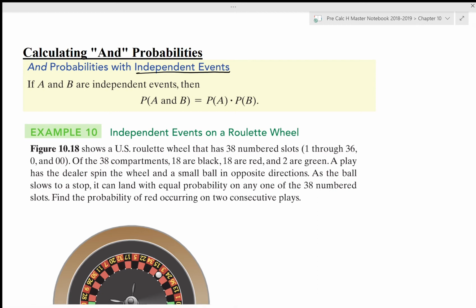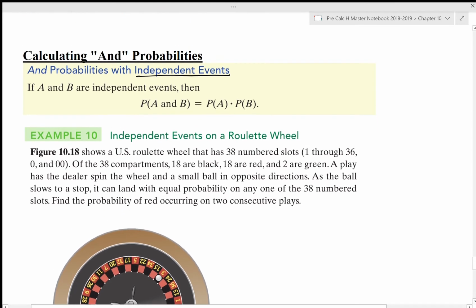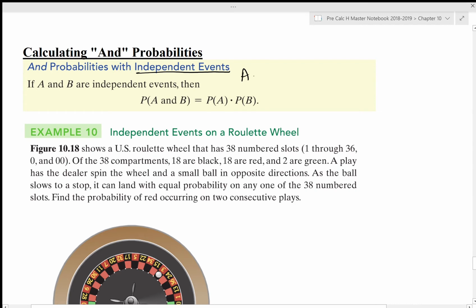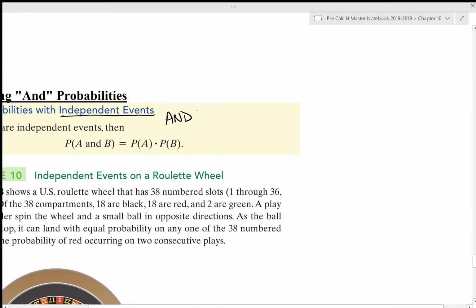All right, as you move on with probability and statistics, either next year or in college, you will deal with independent versus dependent, but we're just going to focus on independent events. Okay, now if you hear the word "and," you're going to know to multiply. And the "and" symbol is the n, okay, because there's an n in the word "and." Okay, so it's the multiplication rule.